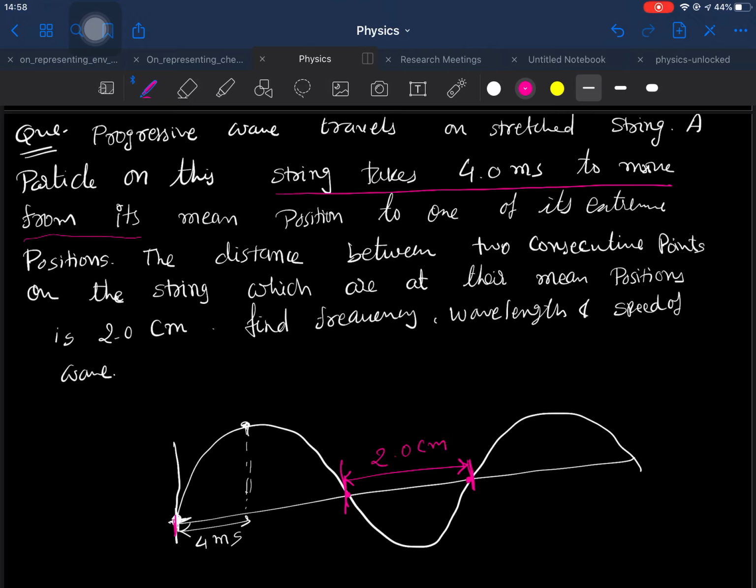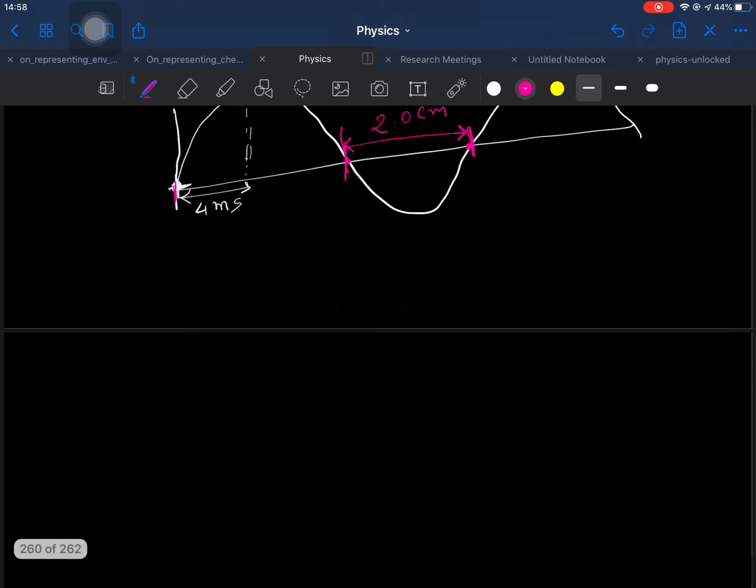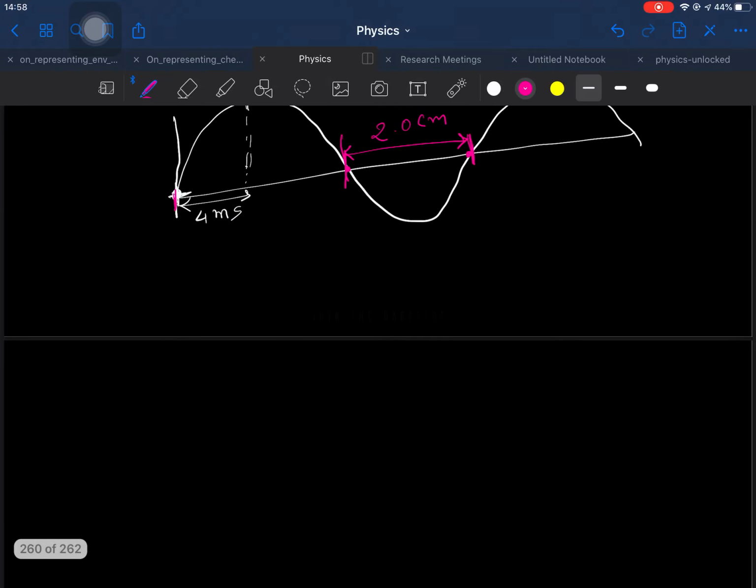Now with these two pieces of information, can we find the frequency, wavelength and the speed of the wave? To calculate the frequency I need time, right? Because n is equal to 1 by time, so n is equal to 1 by the total time period. Now what is this time period? Time period is the time to complete an entire wavelength.